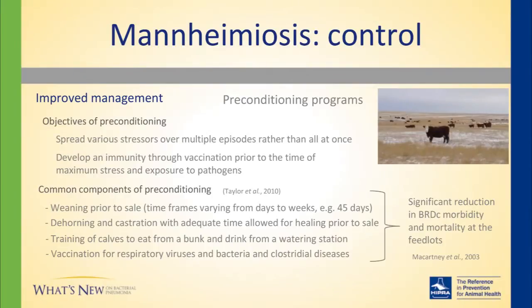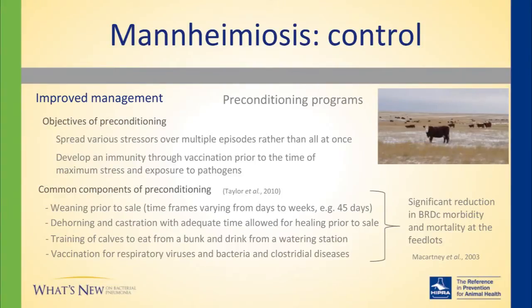Preconditioning, more specifically, is based on weaning calves prior to transportation, at least 45 days or a few weeks. Dehorning and castrating calves. I know that castration is not really a problem here because we feed bulls, but in North America they feed steers. Training calves to eat from a bunk and drink from a watering station. And finally, fully vaccinating animals prior to transportation.